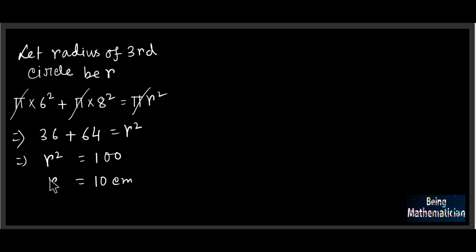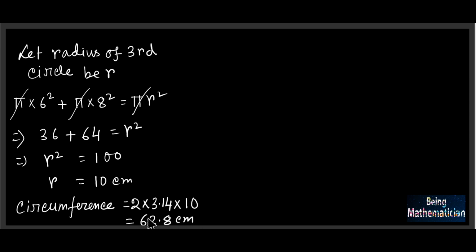So we can find the circumference of that circle. So circumference will be 2 pi r. So 2 into 3.14, we take pi as 3.14, into 10. So it is calculated as 62.8 centimeter. So the answer is 62.8 centimeter.